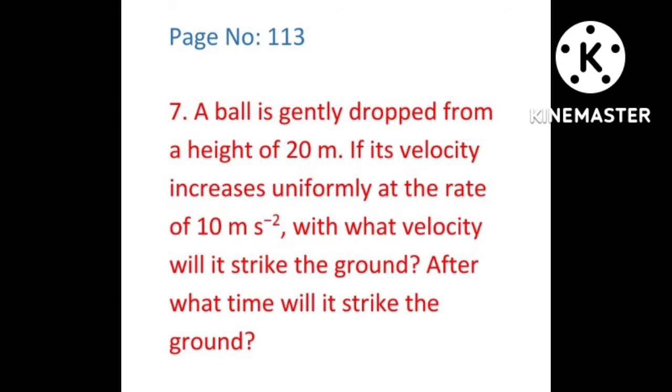Here the height or distance is given and acceleration is given as 10 meter per second square. That is uniform acceleration, and we have to calculate the final velocity and the time taken. So which equation do we have to use? Here it is uniform acceleration, that means we have to consider equations of motion, so that we can find the equation to calculate the values.